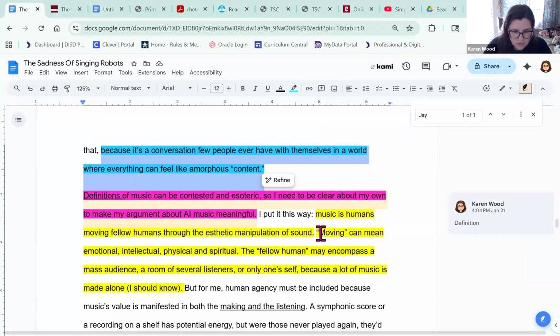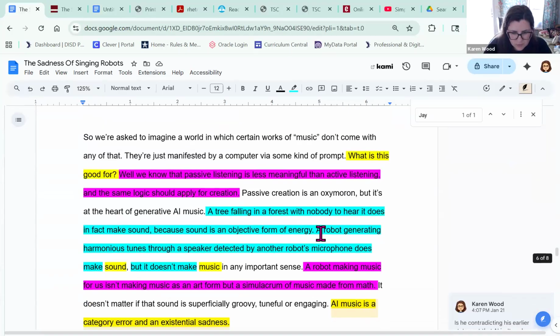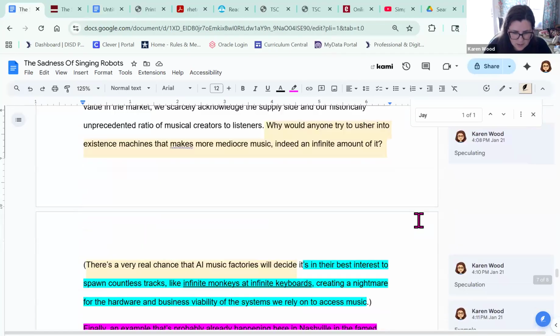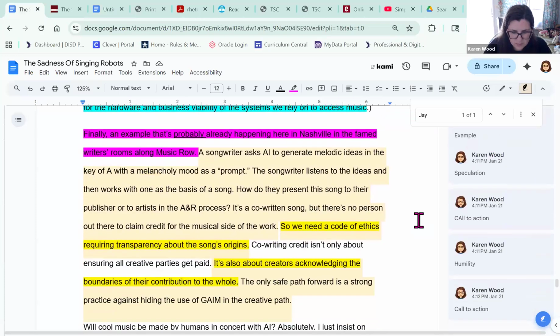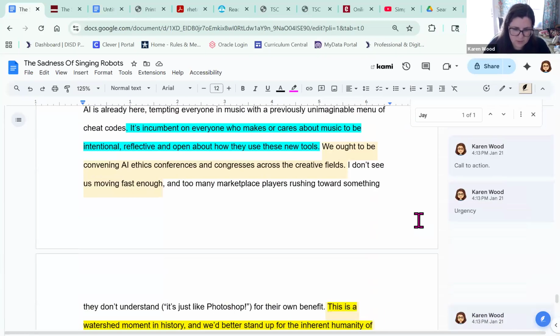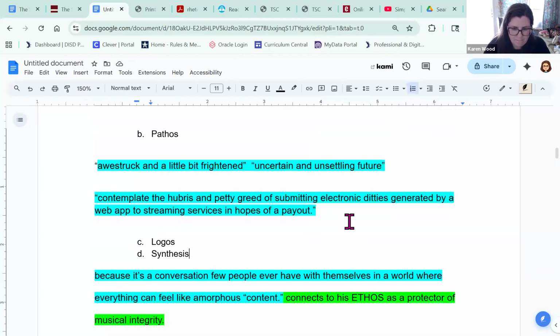Okay, so I've got two quotes. I might want one more if I can see one more in here. The infinite monkeys, incumbent on everyone. Okay, here we go. I like this one. This is a call to action.